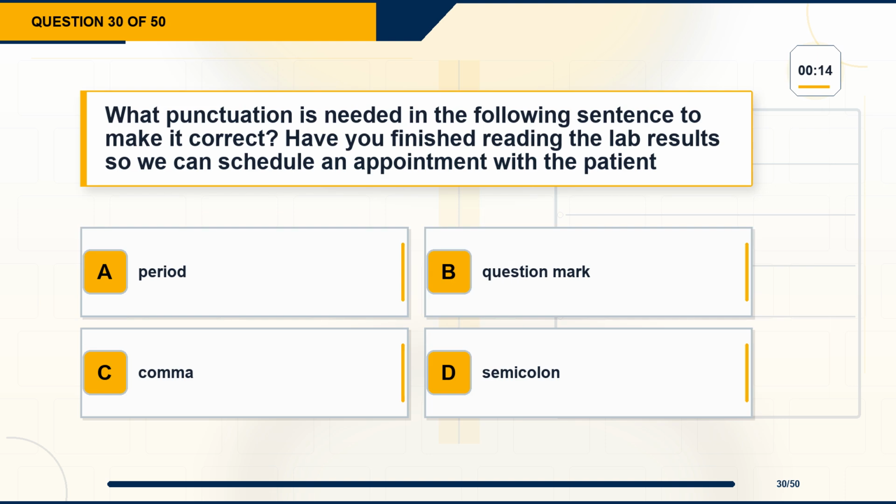Question 30. What punctuation is needed in the following sentence to make it correct? Have you finished reading the lab results so we can schedule an appointment with the patient? Option A, period. Option B, question mark. Option C, comma. Option D, semicolon.